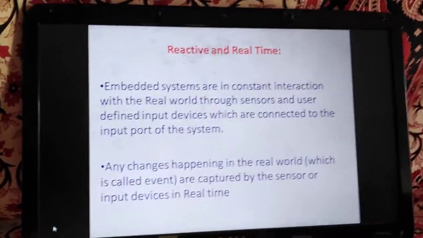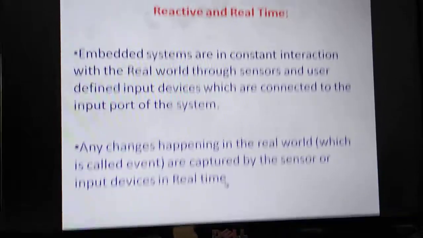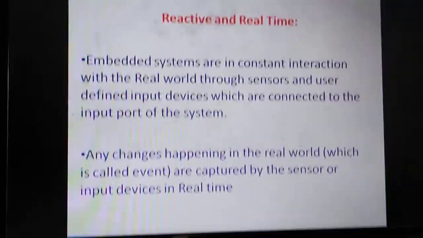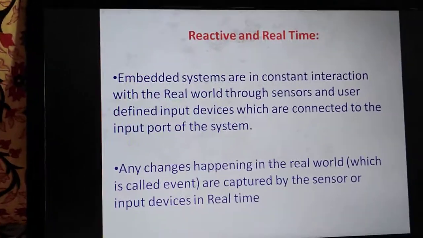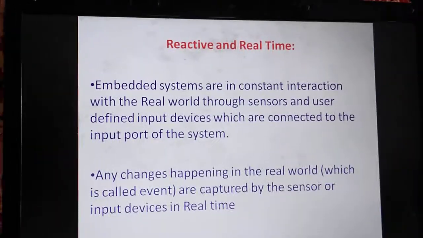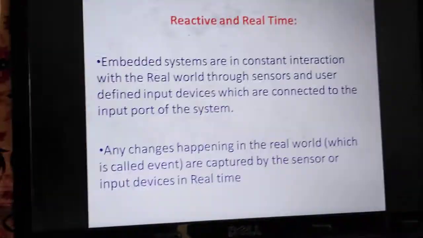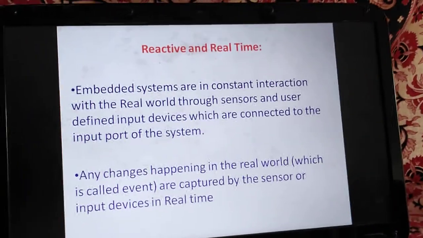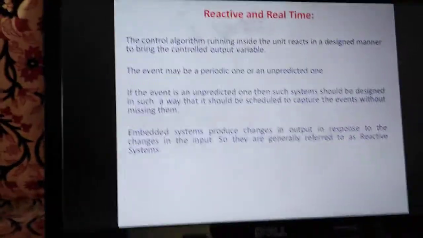Any changes happening in the real world are captured by the sensors or input devices in real time. For example, if there is a fire sensor, as soon as a fire occurs, that sensor should sense the occurrence of the fire and respond quickly to reduce the damage to the system. So most embedded systems should be reactive, and they should be real time.